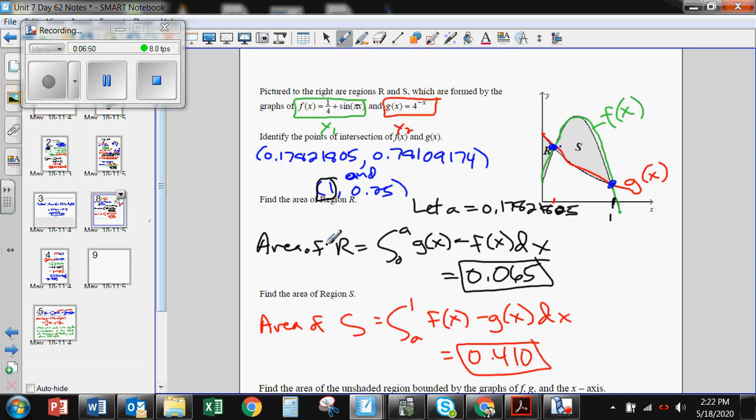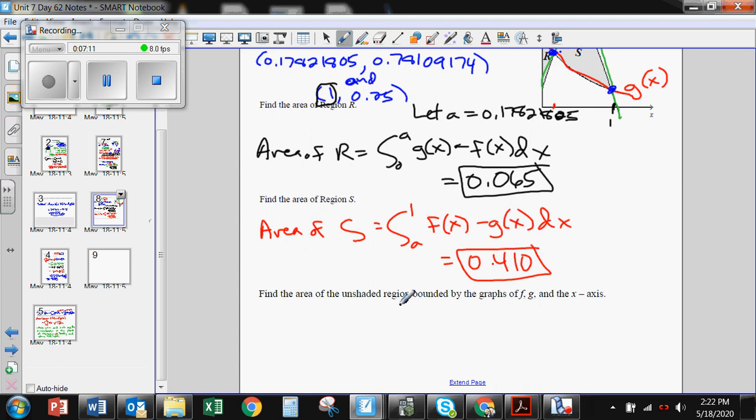Okay, so go to your home screen, hit the math button, hit choice 9, take the integral, and then you're going to end up doing, depending on where you are, this one's g of x minus f of x, so it's y2 minus y1 from 0 to that a value, and then this one is that a value to 1 of y1 minus y2. Okay?